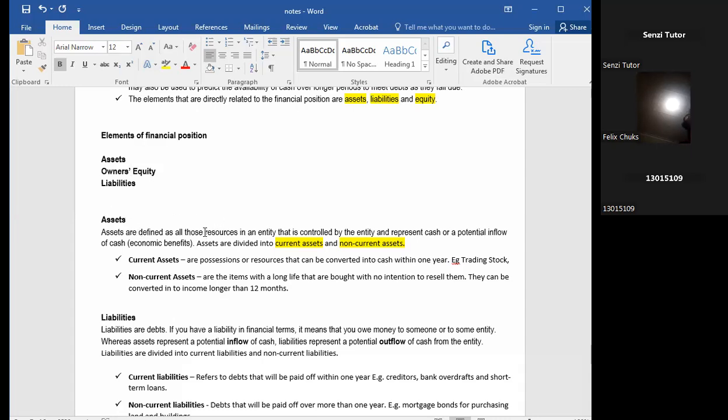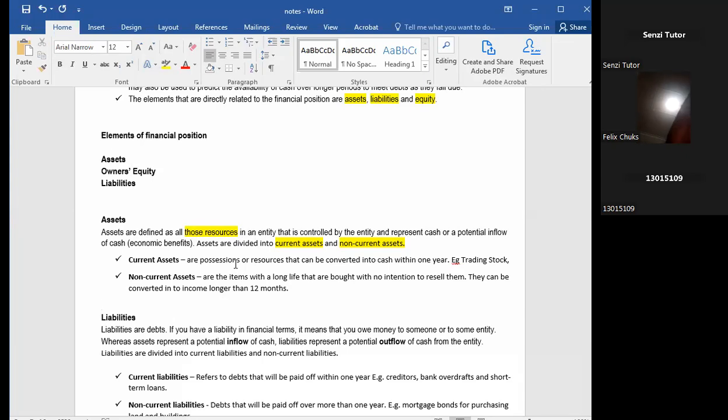All right, let's underline the word resources. The resources in the entity that are controlled by the entity. And then it says they represent cash or potential inflow of cash, that is, economic benefits. And then it says that assets are divided into current assets and also non-current assets. All right.